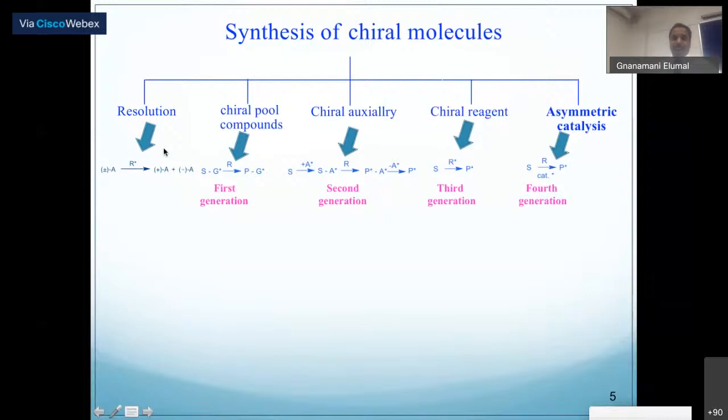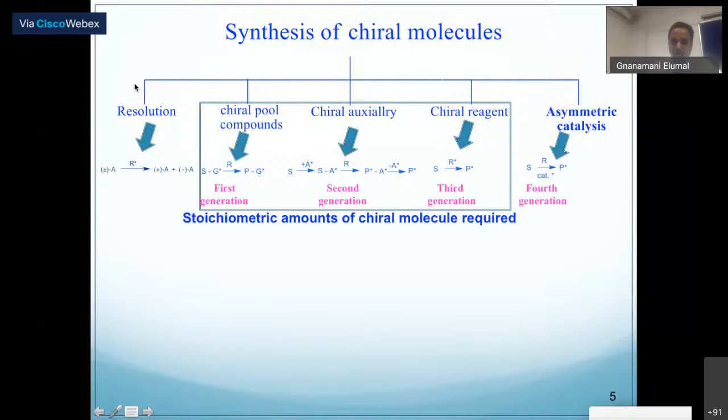First one is resolution. In the resolution technique, we can take an already existing racemic molecule and resolve the chiral molecule into the chiral products using a chiral resolving agent. Here one drawback is that we will get both isomers, 50% and 50%. So we cannot achieve selectively one isomer. To get stereoselectively one isomer, one product, a few methods were introduced after that, which are chiral pool synthesis, chiral auxiliary, or chiral reagent techniques.